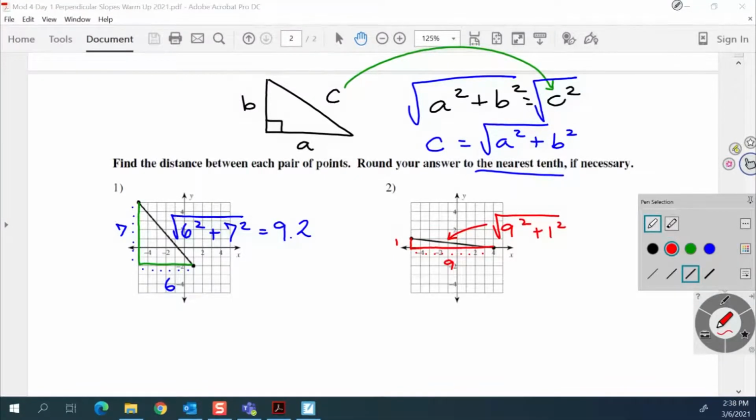Now, I always do horizontal squared plus vertical squared because the distance formula is written in that form, but mathematically it doesn't really matter because addition is commutative. Oh, sorry. The square root of 9 squared plus 1 squared is 9.1, rounded to the nearest tenth. That's the easiest way to find lengths of segments in the coordinate plane.